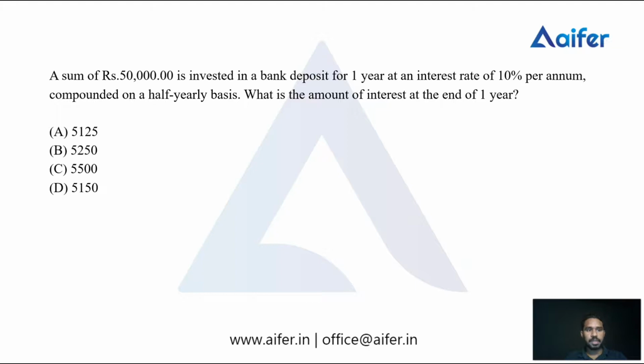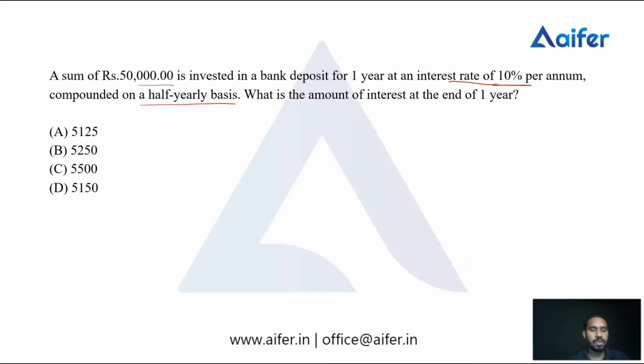The first question: a sum of 50,000 is invested in a bank deposit for 1 year at an interest rate of 10% per annum, compounded on a half yearly basis. What is the amount of interest at the end of 1 year? Here the 10% per annum interest rate is given, and the amount 50,000 is deposited on a half yearly basis. So what is the amount of interest at the end of 1 year?